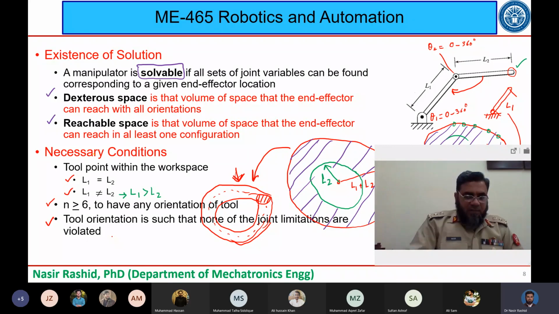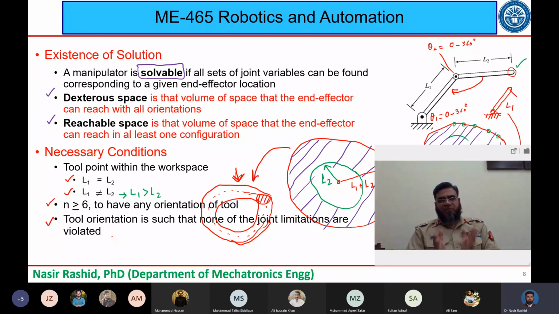ओके, अब मुझे बताइए जी, यहां तक आपको ये वर्क स्पेस का कॉन्सेप्ट, डेक्स्ट्रस स्पेस का कॉन्सेप्ट और रीचेबल स्पेस का कॉन्सेप्ट समझ आ गया जी? Somebody please respond. Yes, sir. ओके, एनी क्वेश्चन? कोई किसी स्टूडेंट को यहाँ पे कोई कंफ्यूजन हो?